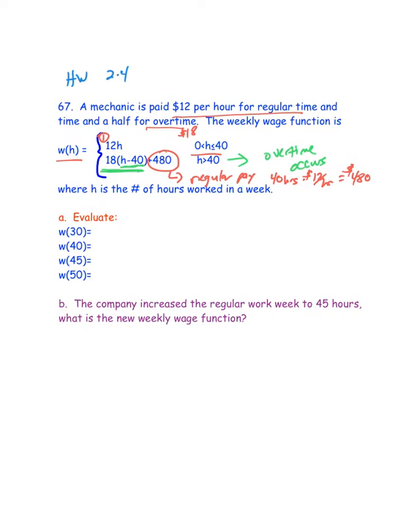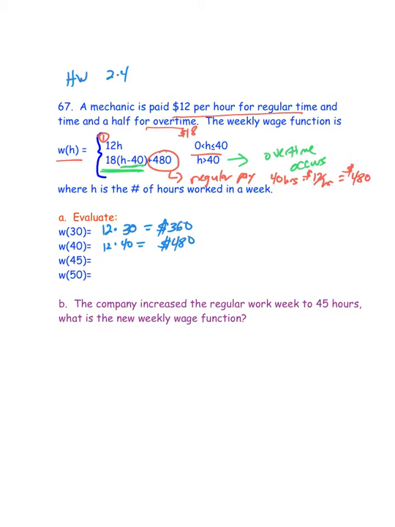Okay, in the first part, we're asked to evaluate the piecewise defined function. So if we want to figure out what W of 30 is, we have to choose which piece. 30 is between 0 and 40, so we're going to use the first piece. So this will be just 12 times 30, which will be $360. W of 40, we have to decide which piece. 40 is still in the domain of the first piece, so this will be 12 times 40, which will be $480.